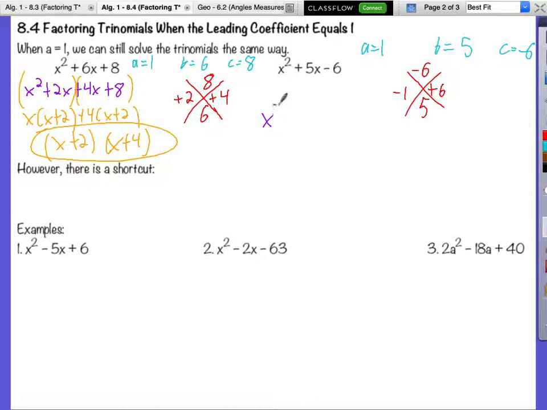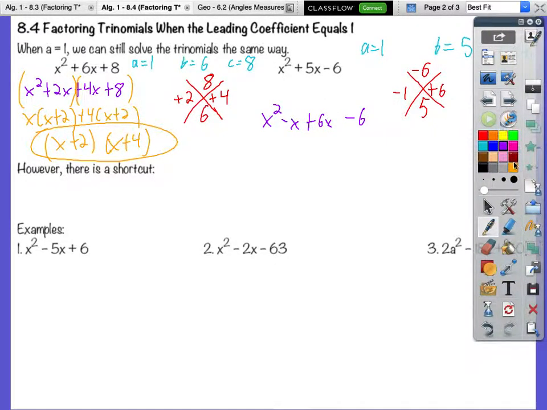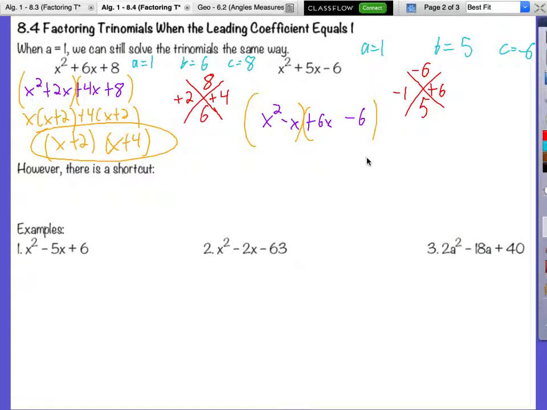X squared stays x squared. Negative 6 stays negative 6. But in the middle, we now have negative x and plus 6x. What are we going to do now? Group them! X squared minus x. What's our GCF? X. So we're left with x minus 1.